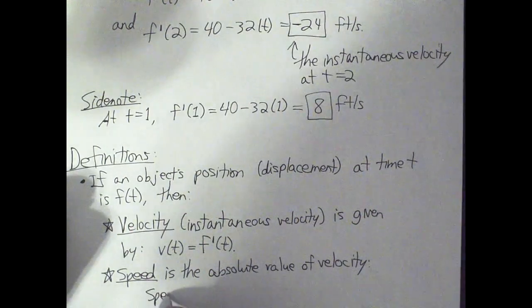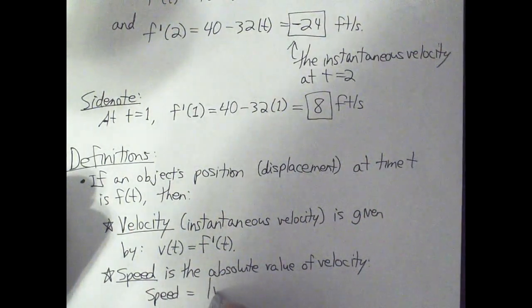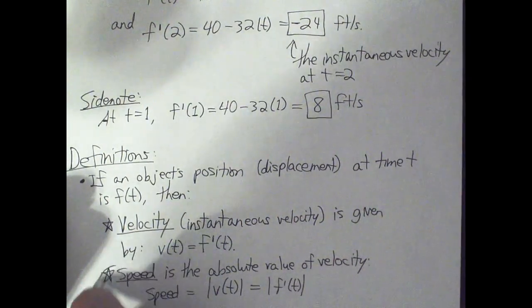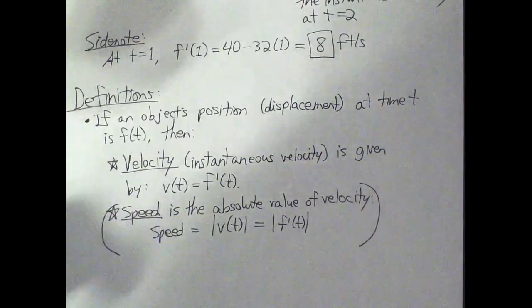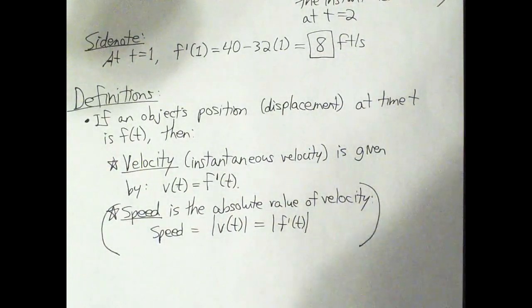So we could say speed is the absolute value of v of t, which is the absolute value of f prime of t. I'm going to put this whole thing about speed in parentheses, because I don't think we're going to need it much. In this class, we're going to be focused more on velocity. I just thought I would address this. What's the difference between velocity and speed? The difference is that velocity can be positive or negative.